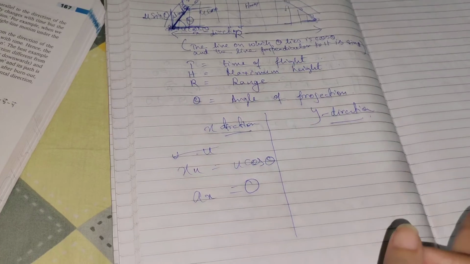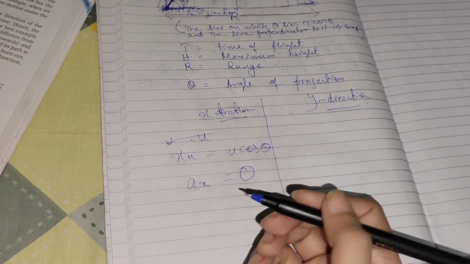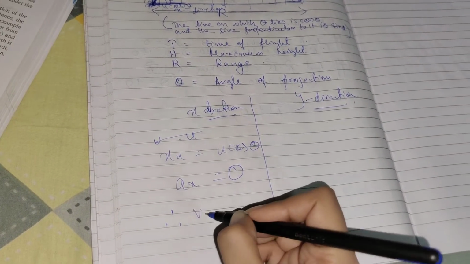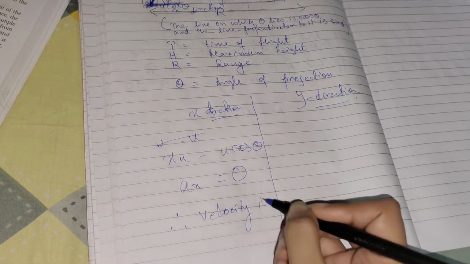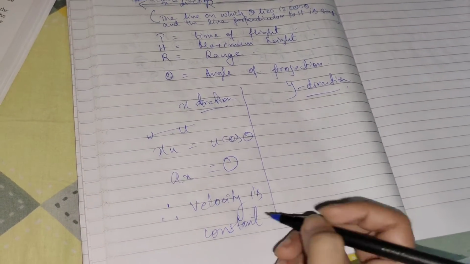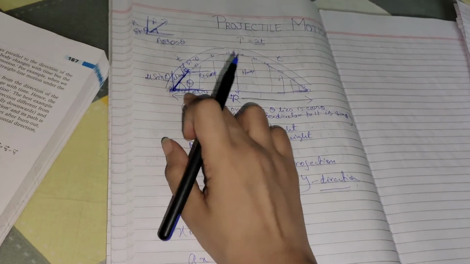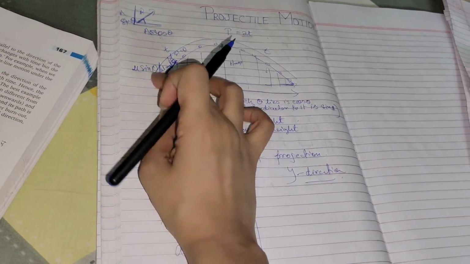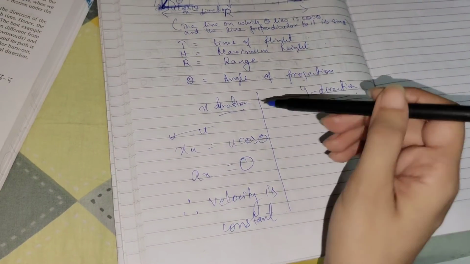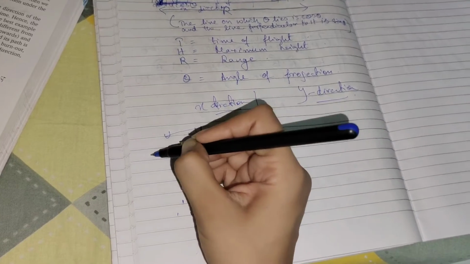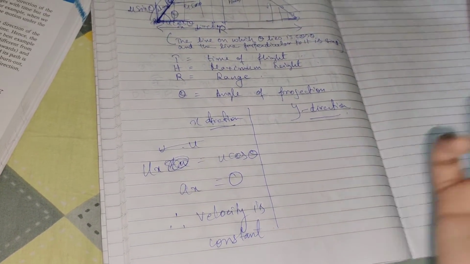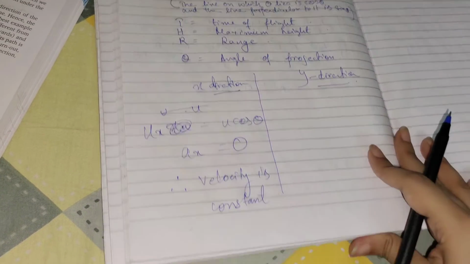And what is acceleration? Rate of change of velocity. So the rate of change of velocity would be 0. The acceleration would be 0. When the acceleration is 0, velocity is constant. Isn't it? Therefore, throughout this whole path, the velocity along x direction is going to be constant, because ax is 0. Acceleration along x direction is 0.